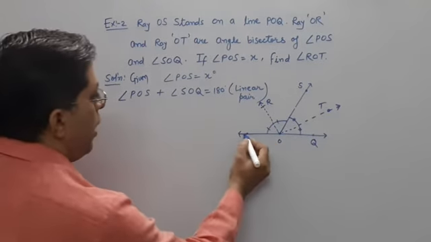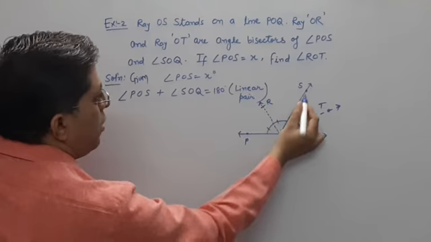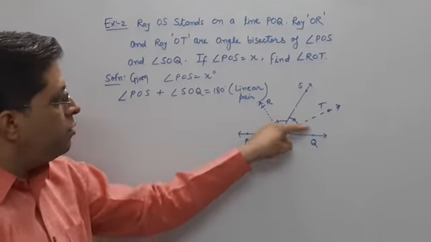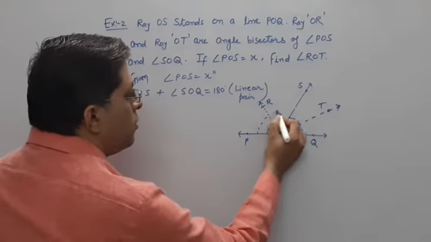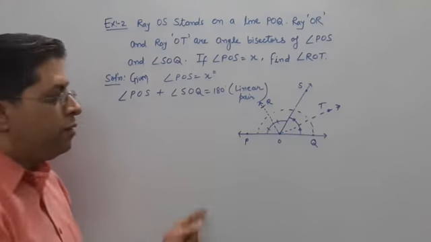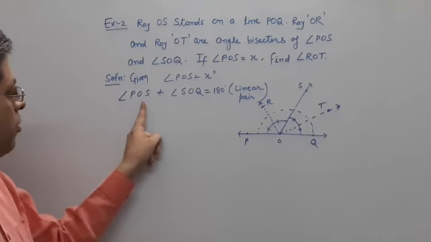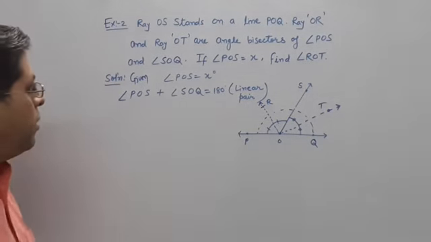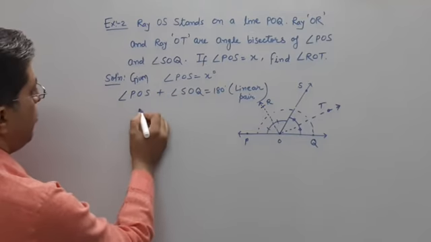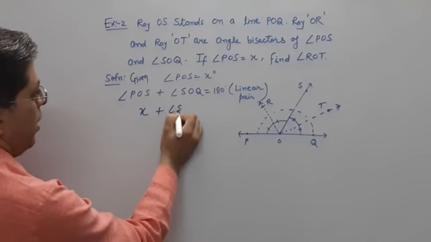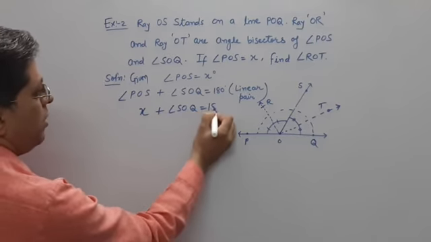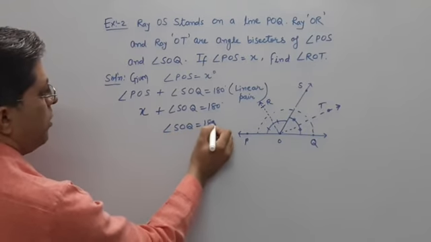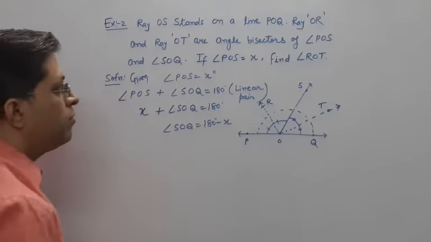Just see, angle POS plus angle SOQ will be 180 degree due to linear pair. This full angle is 180 degree. That is why I have written angle POS plus angle SOQ is equal to 180 degree due to linear pair. And POS is X, so SOQ will be 180 degree minus X.